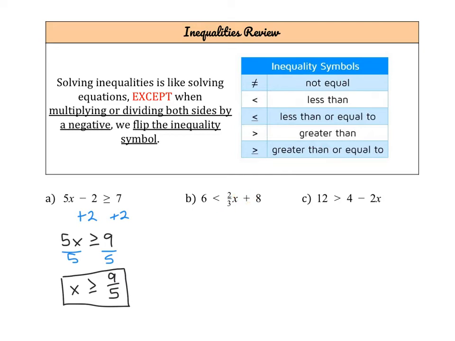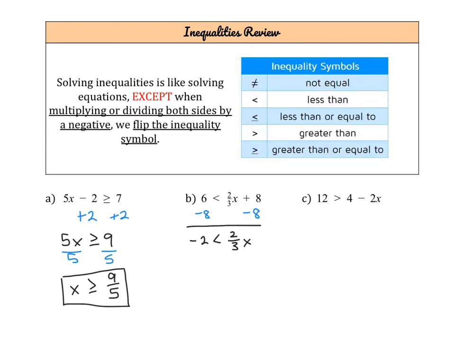Same thing for this one. Let's start by subtracting 8 from both sides. Again, we're subtracting, but that doesn't change the direction of our inequality sign. So we have negative 2 is less than 2 over 3x.